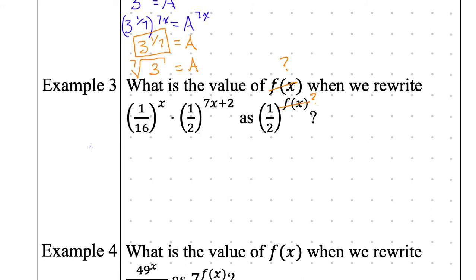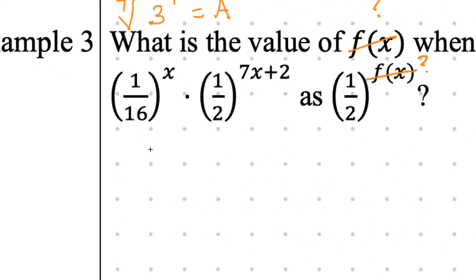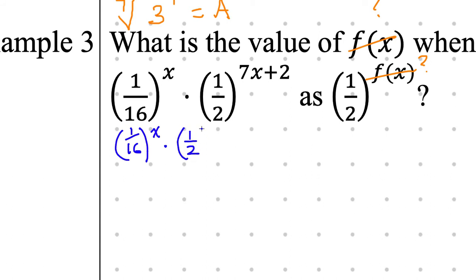So I'm going to come down and rewrite this. If I zoom in, I can write a little bit smaller. So this is 1/16 to the power of x times 1/2 to the power of 7x plus 2. That now needs to be equal to 1/2 to the power of, and I'm going to call this question mark now. What is this question mark?